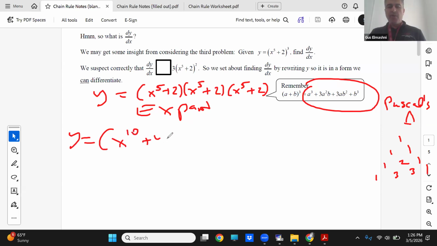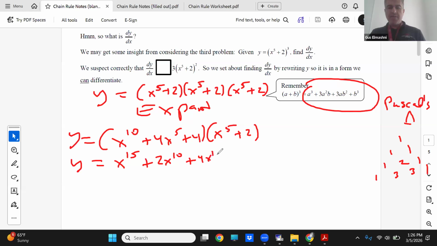x to the 10 plus 4x to the fifth plus 4. Keep expanding. You should get x to the 15 plus 2x to the 10 plus 4x to the 10 plus 8x to the fifth plus 4x to the fifth plus 8. Clean it up.